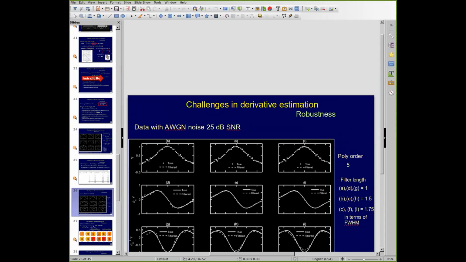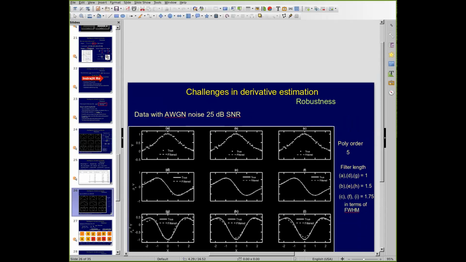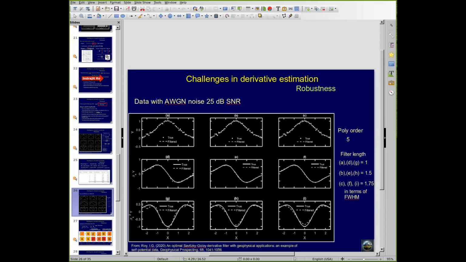We checked how the filter length increases while keeping the polynomial order fixed. With a lower polynomial order, you lose fidelity. With a higher polynomial order, you gain fidelity, but at the cost of noise. So there is an optimality: what should be your polynomial order and what should be your filter length. Keeping the polynomial order 5, this is a test of filter length.